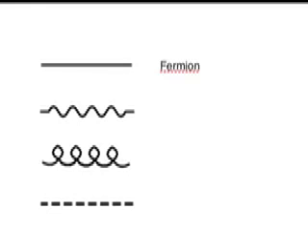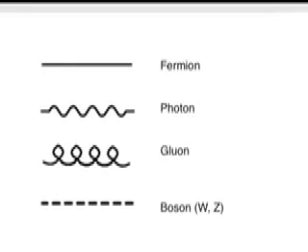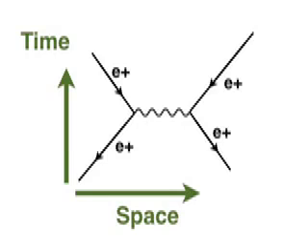A solid line indicates a fermion. The wavy line is a photon, the exchange particle associated with electromagnetic interactions. The looped line is a gluon, associated with strong interactions. And finally, the dashed line is a boson, for example either W or Z, associated with the weak interactions between quarks and leptons. One final rule is that antiparticles are shown by arrows pointing downwards, as in this example of the interaction between two positrons.